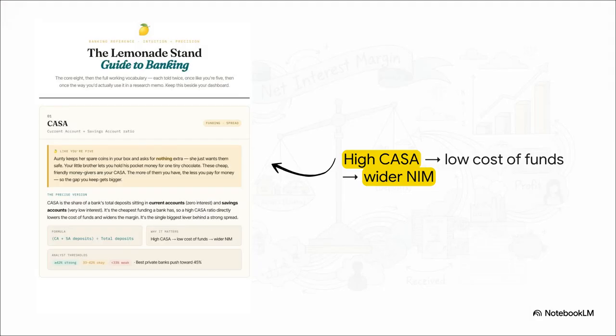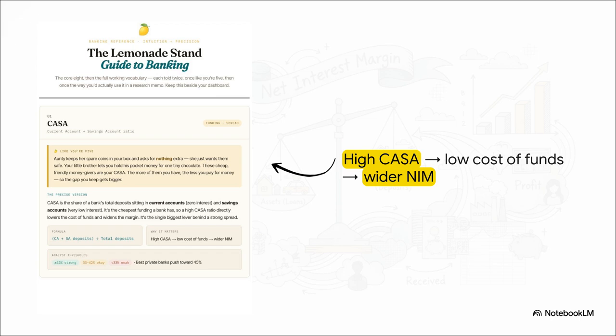That secret lever? It's CASA, the current account and savings account ratio. Think back to our lemonade stand for a second. If your aunt gives you some coins to hold on to safely and she doesn't ask for any extra money in return, well, that is incredibly cheap funding for you. In the banking world, current accounts pay zero interest and savings accounts pay very, very low interest.